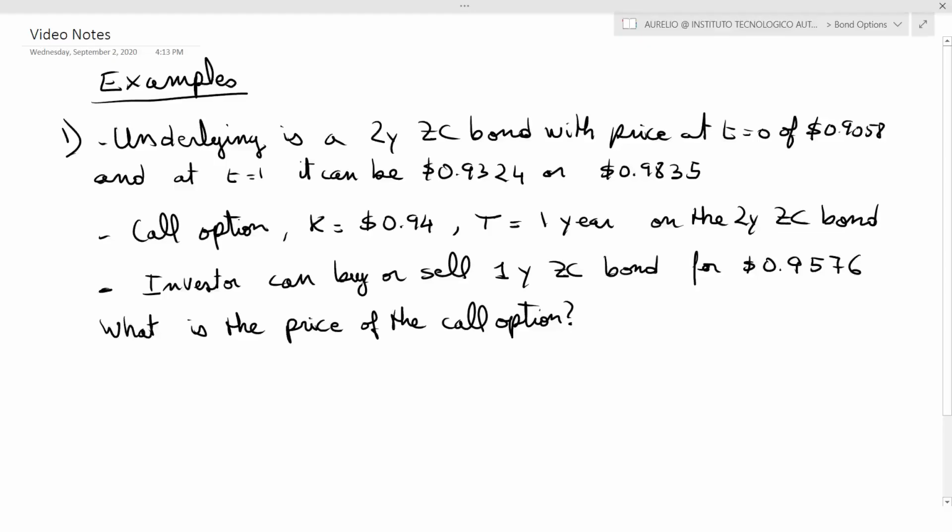So now we're going to run into some examples to further understand bond options. So imagine that you have an underlying that is a 2-year zero coupon bond. It has a price at t equals 0 of 0.9058, and at t equals 1 it can take two prices, 0.9324 or 0.9835. Now you have a call option with strike K equal to 0.94, and it's going to expire in 1 year, so the maturity is 1 year. And this option is going to be on the 2-year zero coupon bond. Finally, investors can buy or sell 1-year zero coupon bonds for 0.9576. And then they ask us, okay, what is the price of this call option?